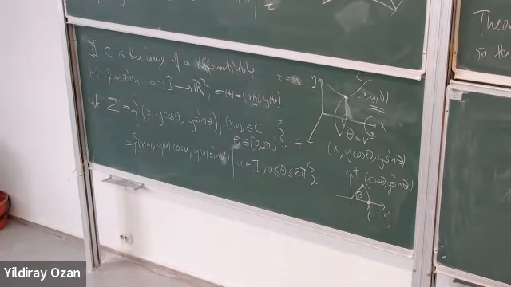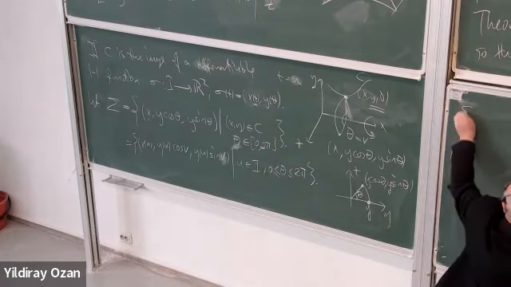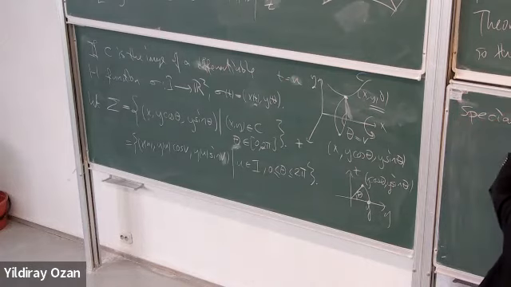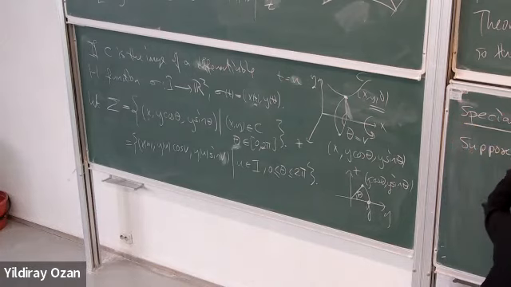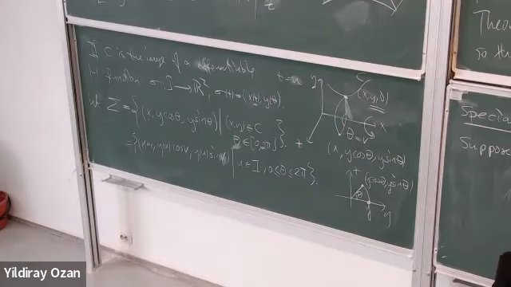A special case is, suppose C is the graph of a function, y equals f of x. So in the x y plane, C is the graph of a function. So this is C.